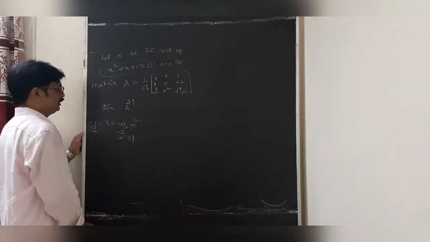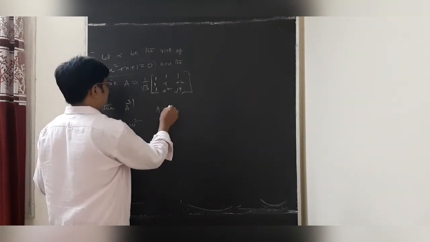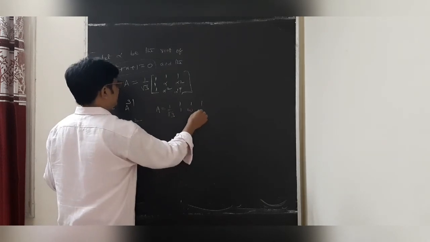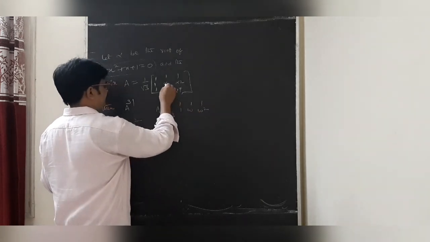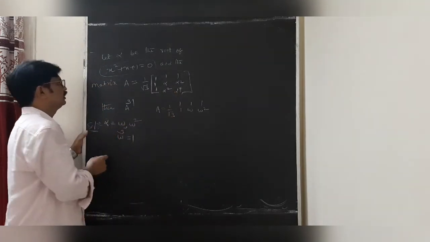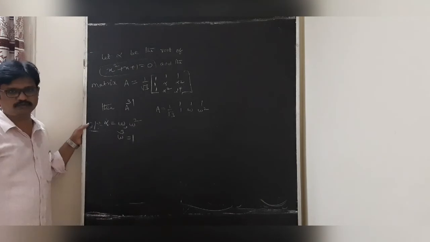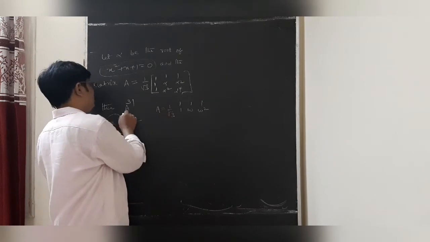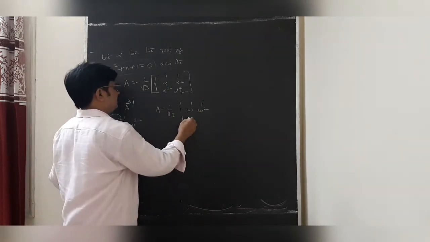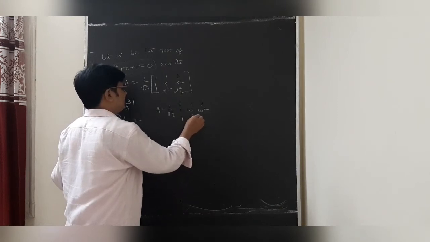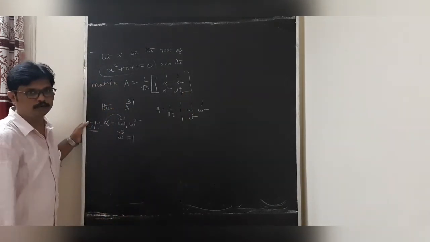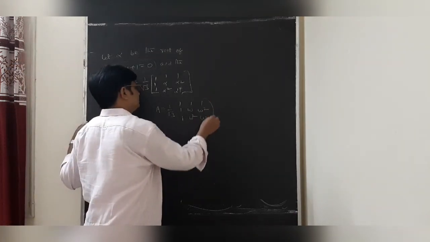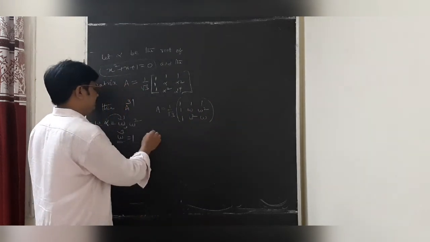So students, here a equals 1 by root 3 times the matrix with rows 1, 1, 1; 1, omega, omega square; 1, omega square, omega. We are taking alpha be the root of the equation. First you take alpha as either omega or omega square. If alpha equals omega, then omega power 4 is omega cube into omega. Omega cube is 1, so this is omega. Now we find a square.